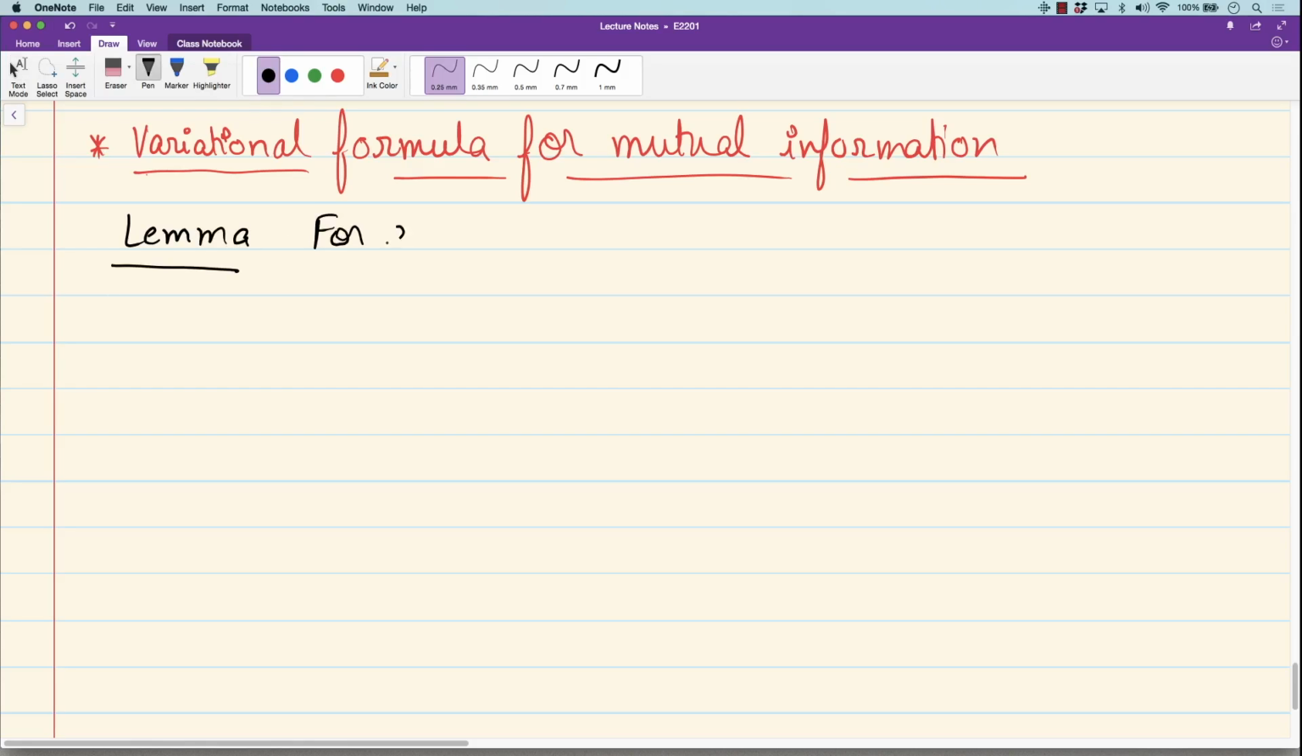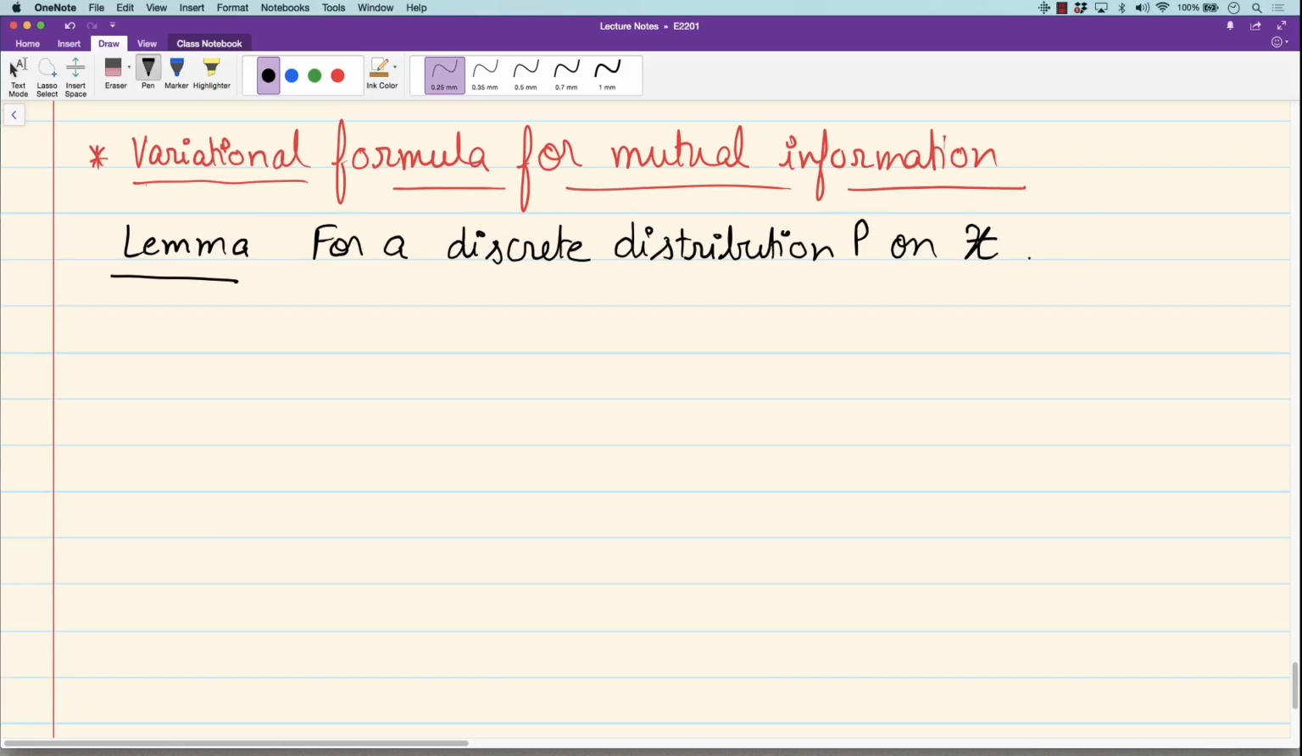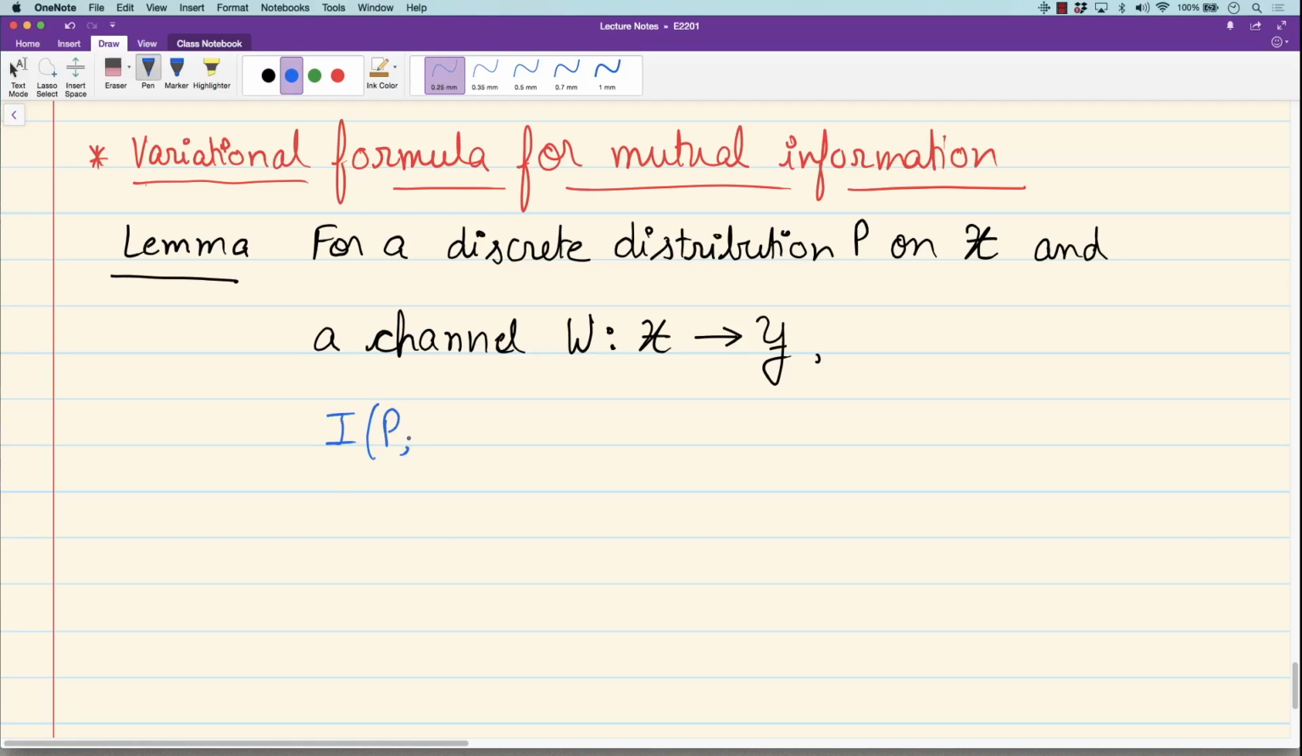You have a discrete distribution P on X and a channel W from X to Y, describing the conditional distribution. Then for this discrete distribution and this channel, we know that we can write the mutual information in terms of both divergence and entropy.